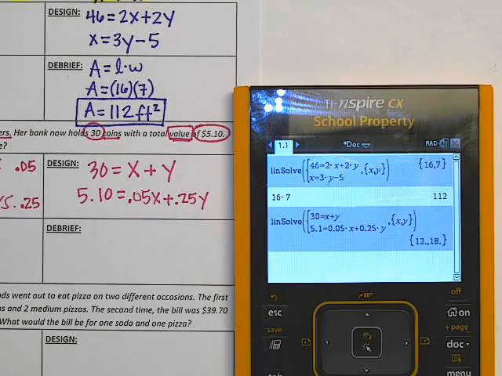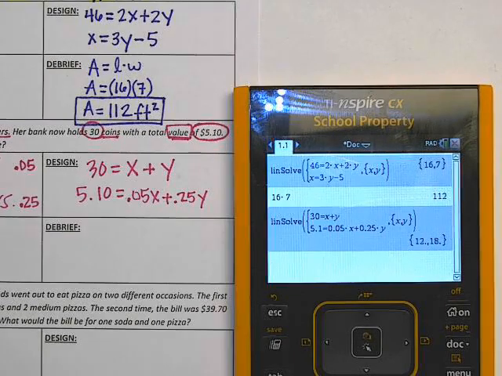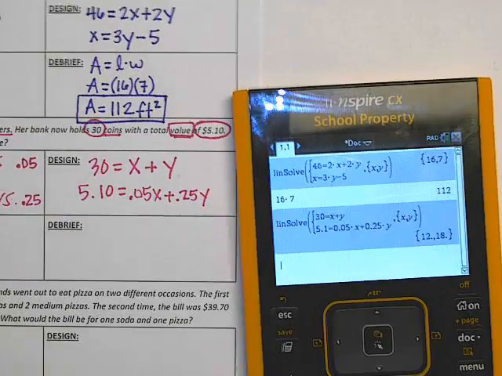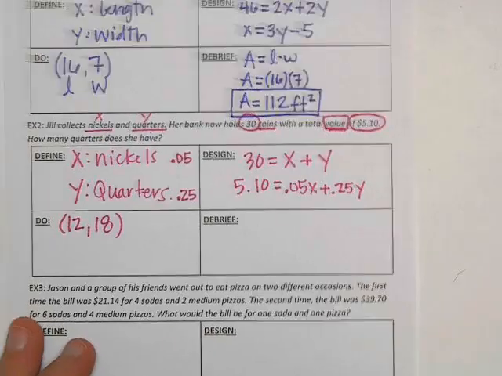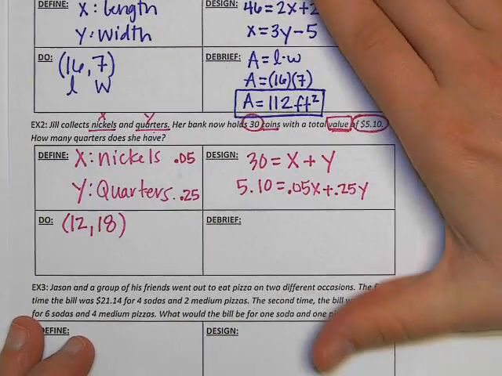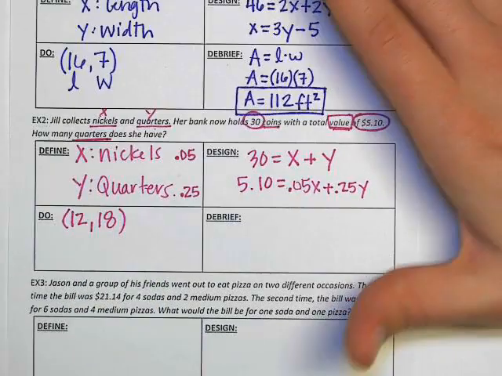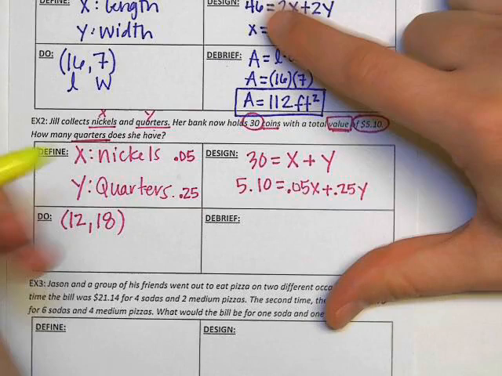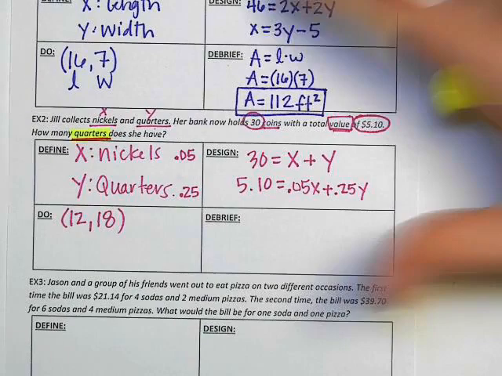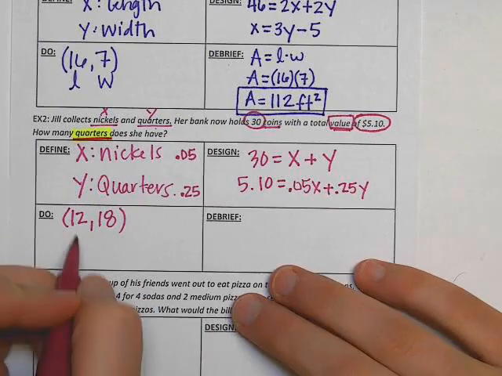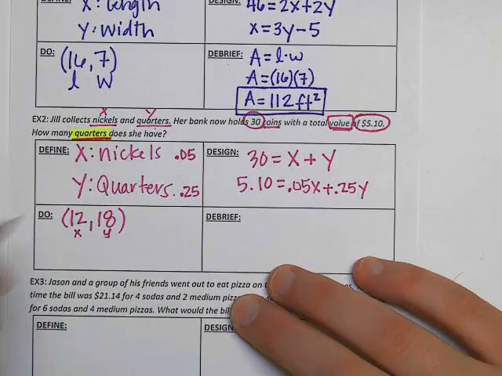Okay. Hit enter. What do we get? 12 and 18. Okay, so what's it ask for? How many quarters? That's the key word that it wants to know. Okay, well, quarter stands for what letter? Y. So how many quarters? 18.